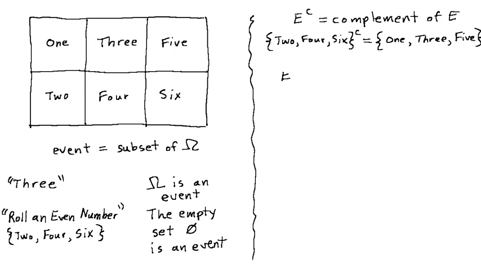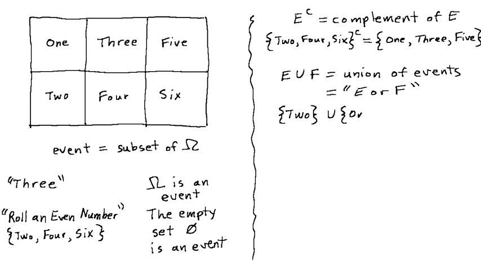Given any two events, say E and F, we can define another new event called E union F, which consists of all outcomes that occur in E, or in F, or both. As an example here, if we take the union of the event {2} and the event {1, 3}, we get the new event {1, 2, 3}.